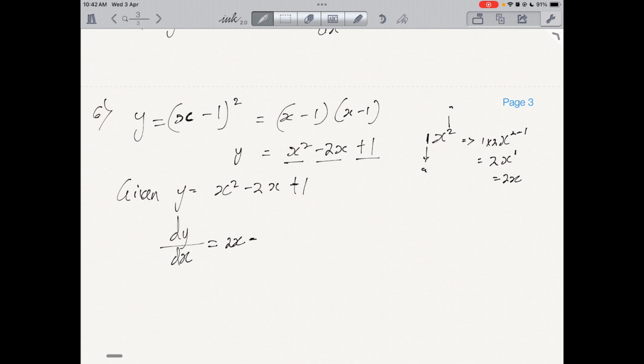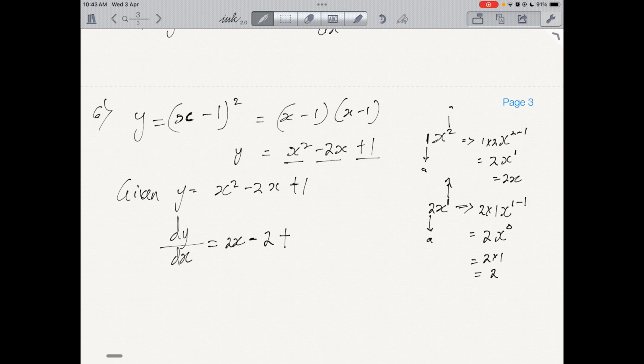Minus. Now let's differentiate 2x. Differentiating 2x, we have a to be 2 and our 1 to give us n, because x is the same thing as x raised to the power 1. Now this will give us 2 multiplied by 1, x to the power 1 minus 1. This will give us 2 times x to the power 0. Anything raised to the power 0 is 1. That's 2 multiplied by 1, and that will give us 2.